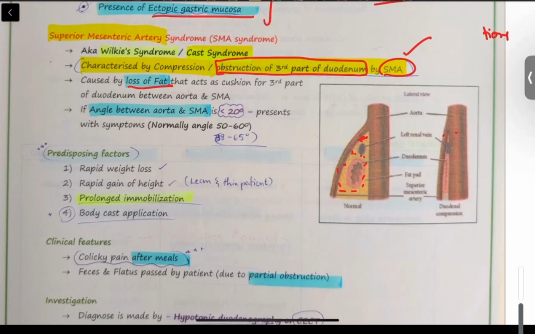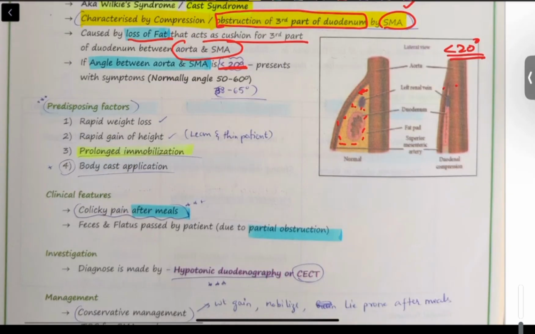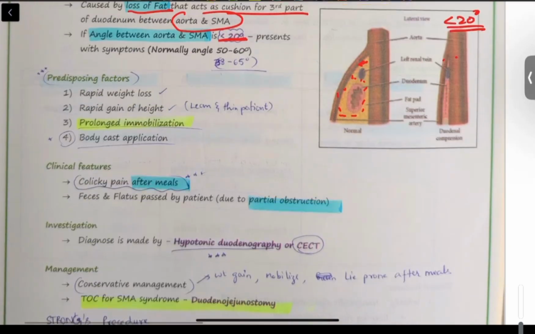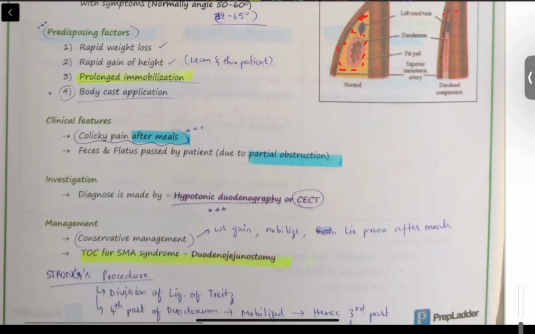If there is loss of this fat, then there will be no cushion for the third part of the duodenum between the aorta and superior mesenteric artery, because of which the angle will reduce to less than 20 degrees, that is an acute angle. Okay, this will lead to compression of the third part of the duodenum. So why does this loss of fat happen? Does this happen in everybody? No, it happens with the following predisposing factors.